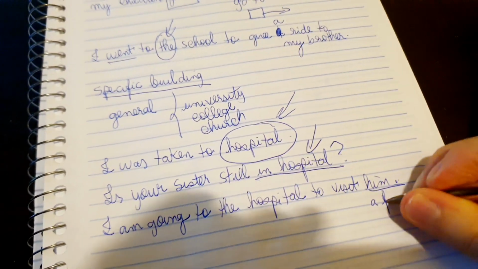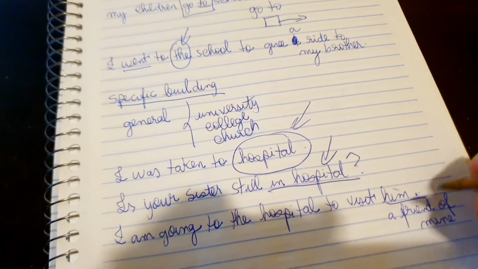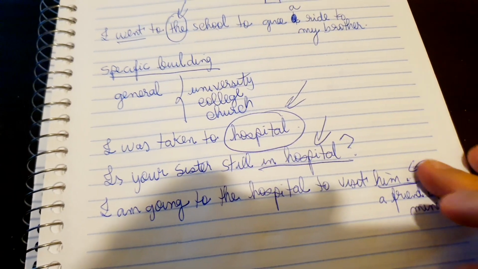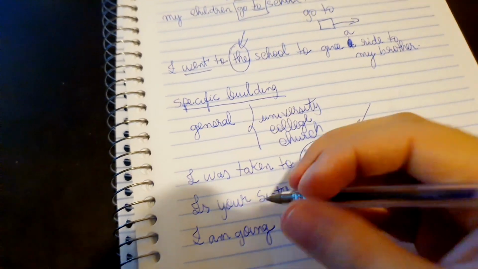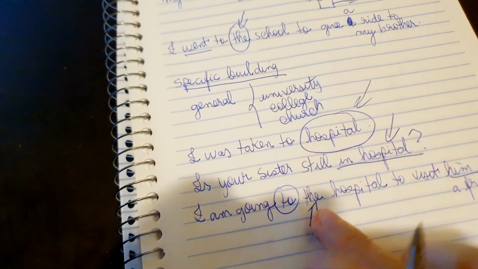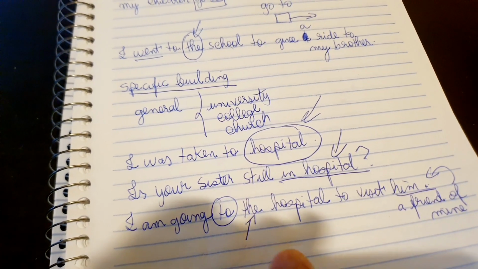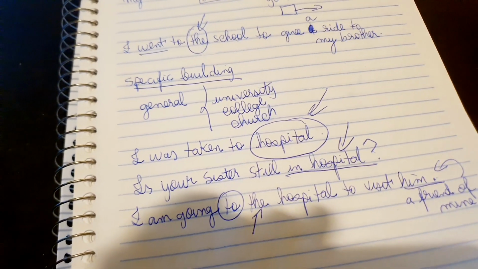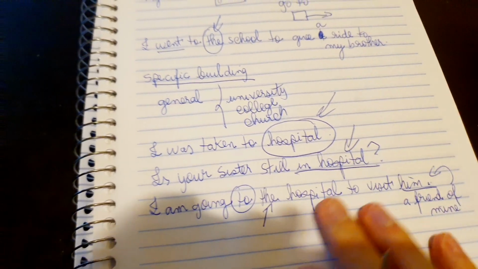Him, for example, a friend of mine, can be replaced by him, right? Or her, depending on the sex, right? So I'm going to the hospital. Where are you going? To the hospital. Here I specify that it's a particular building, a specific building. I know the hospital my friend is in, and so I'm going there to visit him.